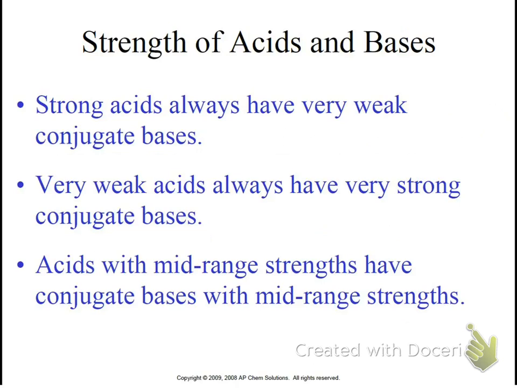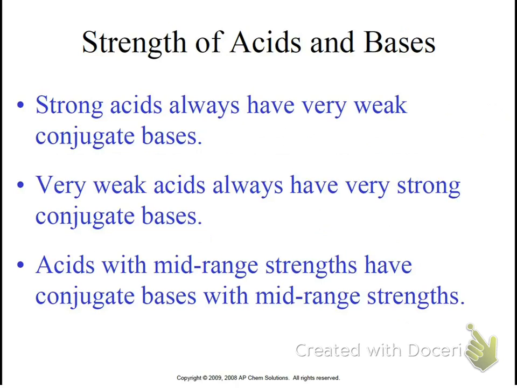All right, so when we're talking about strong acids, something to know is that strong acids will always have a very weak conjugate base. It's kind of that Jekyll and Hyde type thing. If you've got a really strong acid, its conjugate base is going to be really weak. On the other hand, if you have a really weak acid, its conjugate base is going to be really strong. So its alter ego is always the opposite. And if you've got a mid-range strength for an acid, its conjugate is going to be mid-range as well. It's kind of a spectrum, and when it meets in the middle, it's still in the middle.